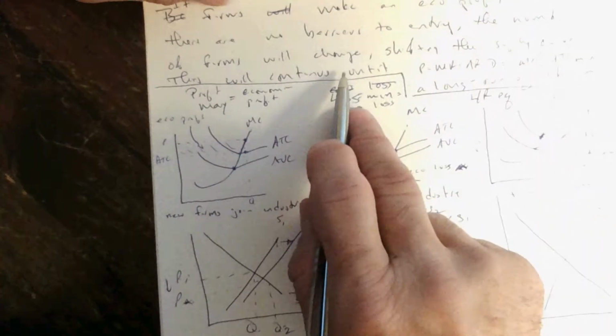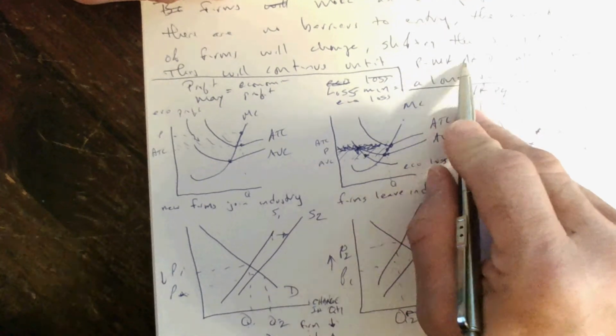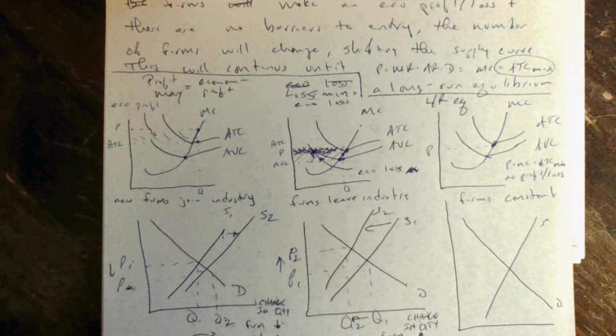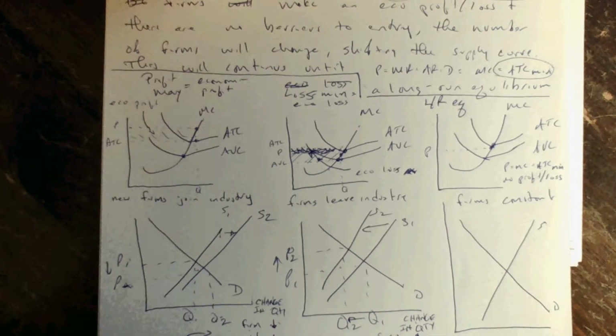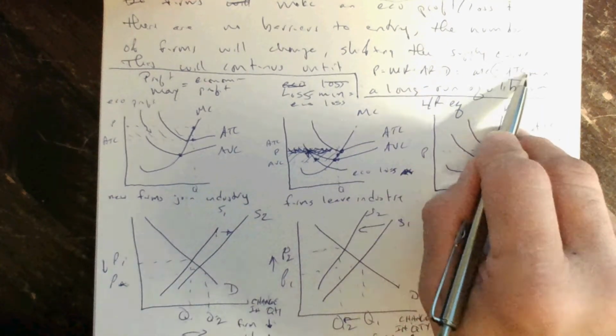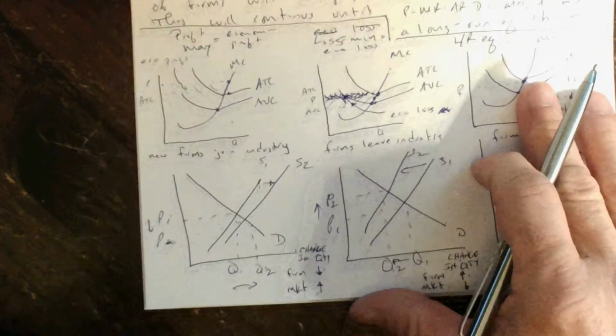This will happen until price equals marginal revenue equals average revenue equals demand equals marginal cost, which are standard decision criteria, and in the long run that will continue until all of these are equal to average total cost min. That is a long-run equilibrium. There will be no economic profit or economic loss. Graphically, it will look like this.